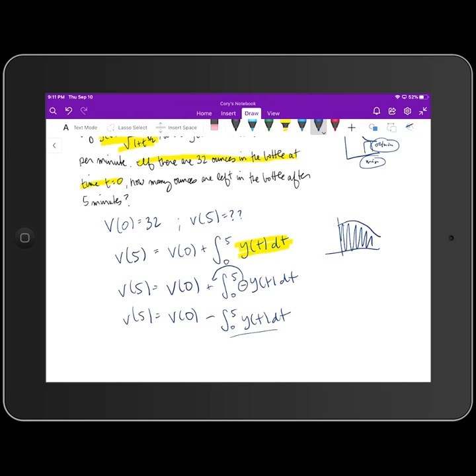Okay, so again, these were a couple of examples that, in the context of a word problem, utilize the net change theorem. All right, so that wraps up our lesson from section 5-4. We've got one more lesson in chapter 5 before we wrap up chapter 5, and that's going to deal with integration by u substitution.